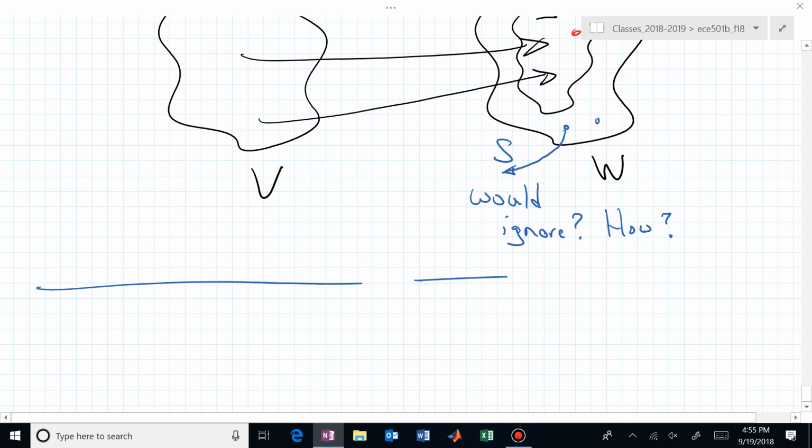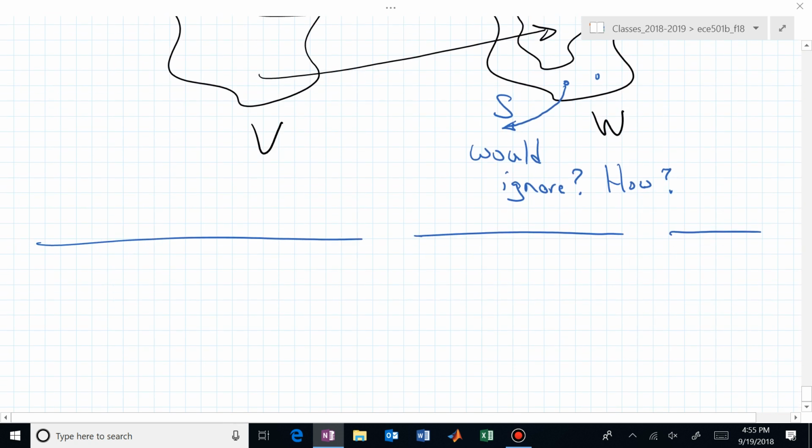Let's look at using some of our other concepts to get a feel for what these inverses look like or what they possess.